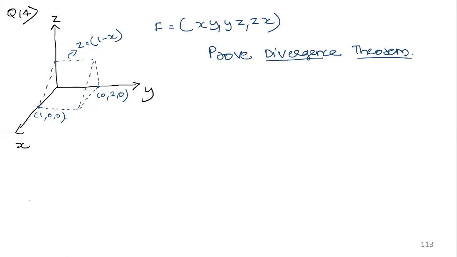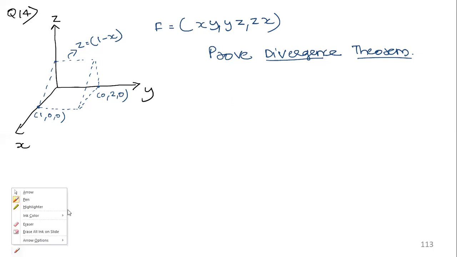So we have been given a prism in the x, y and z axes. These are the points 1 0 0 and 0 2 0, and for z, the equation is given as z equals 1 minus x. So we need to prove the divergence theorem.